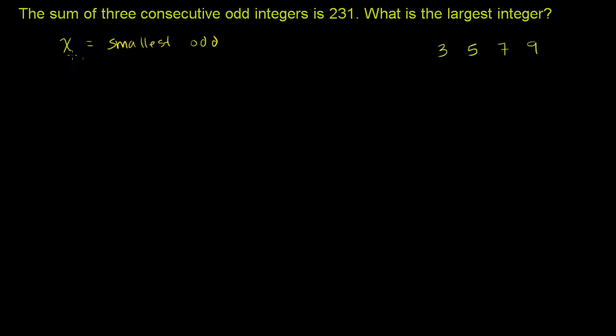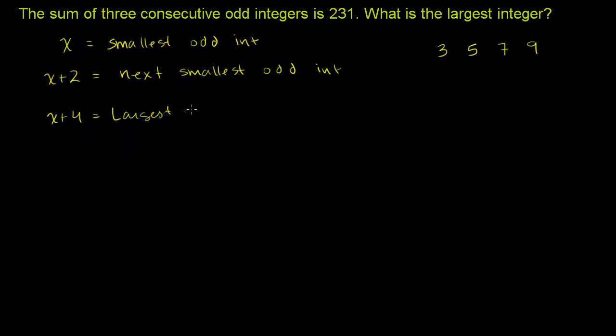So if the smallest one is x, the next smallest odd integer is x plus 2. And then what will be the next one? Well, we're going to add 2 to this one, right? So it's going to be x plus 4. Think about it. If the smallest is 3, then we have x plus 2, which is 5, and then x plus 4, which is 7. So this will be the largest of the consecutive odd integers in this group.